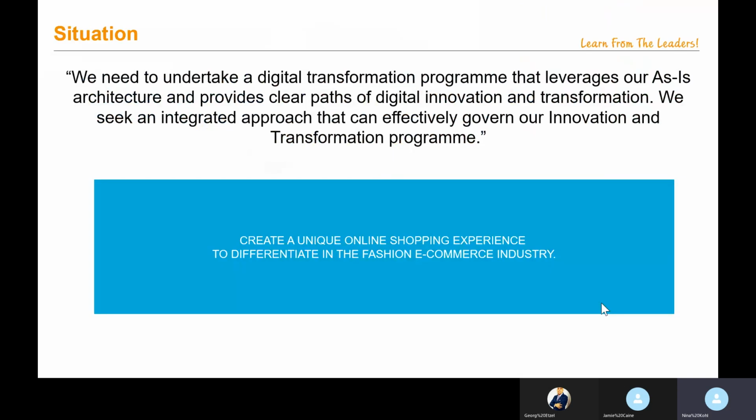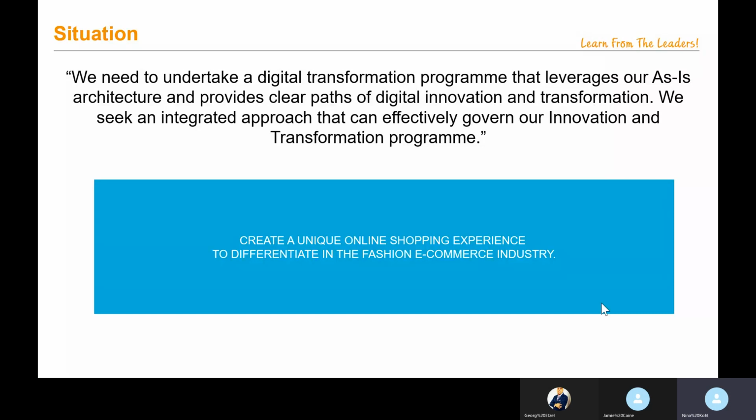You reached out to me that you need to undertake a digital transformation program that leverages your as-is architecture and provides a clear path of digital innovation and transformation. You seek an integrated approach that can effectively govern your innovation and transformation program. So the objective you have is that you want to create a unique online shopping experience to differentiate in the fashion e-commerce industry. And what we know is that using artificial intelligence and machine learning models is one of the biggest growth enablers for fashion e-commerce businesses. So with image classification solutions, businesses, and you, can level up the intelligent fashion game.